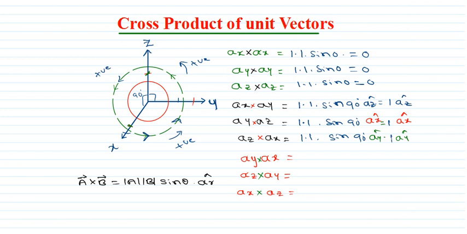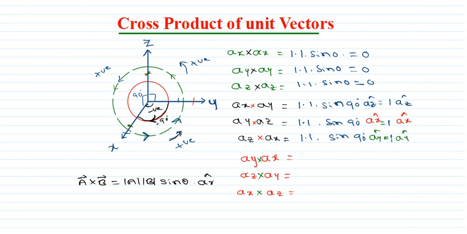Okay. Similarly, now let us work out the reverse direction. For that, I take ay cross ax. Ay cross ax means actually I'm moving in this direction. This direction is opposite to this direction, right? So this is a negative direction. That means this angle is going to be minus 90 degrees.